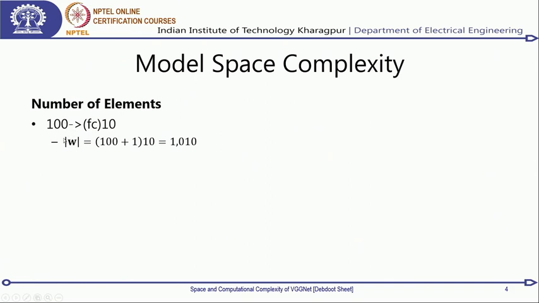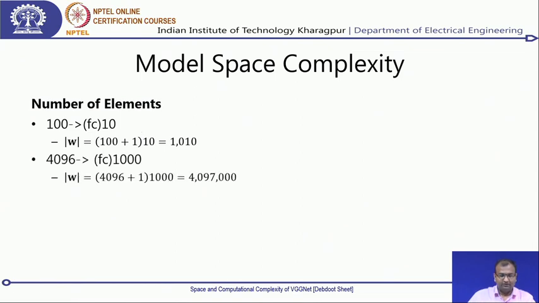Now, per my definition, the total number of elements, so this is the cardinality of the weight matrix, that is why I put a mod symbol over here, is equal to 100 plus 1, that is the bias, into 10. So, that is 1010 elements present in this matrix. Now, say for any of our networks like VGGNet, if I am looking at the final classification layer, where 4096 neurons are connected to 1000 neurons, this whole thing becomes something like 4,097,000 elements, the total number of elements which would be representing my weight matrix. That is plain and simple.